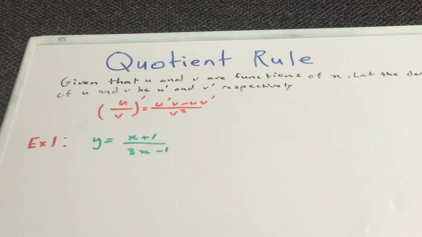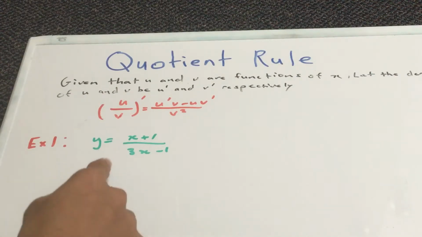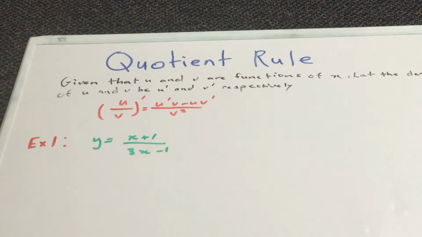We'll be looking at some examples, and okay, let's begin. Our first example is y is equal to x plus 1 over 3x minus 1. We're going to use the Quotient Rule to solve this equation. So how do we do this?